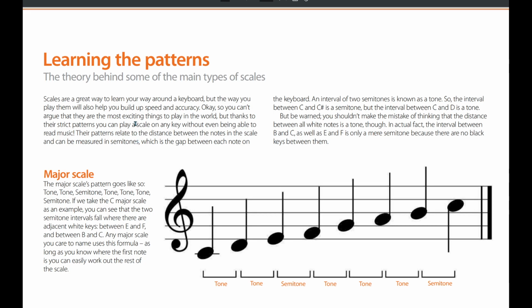An interval of 2 semitones is known as a tone. So the interval between C and C sharp is a semitone, but the interval between C and D is a tone. But be warned, you shouldn't make the mistake of thinking that the distance between all white notes is a tone. In actual fact, the interval between B and C, as well as E and F, is only a mere semitone, because there are no black keys between them.